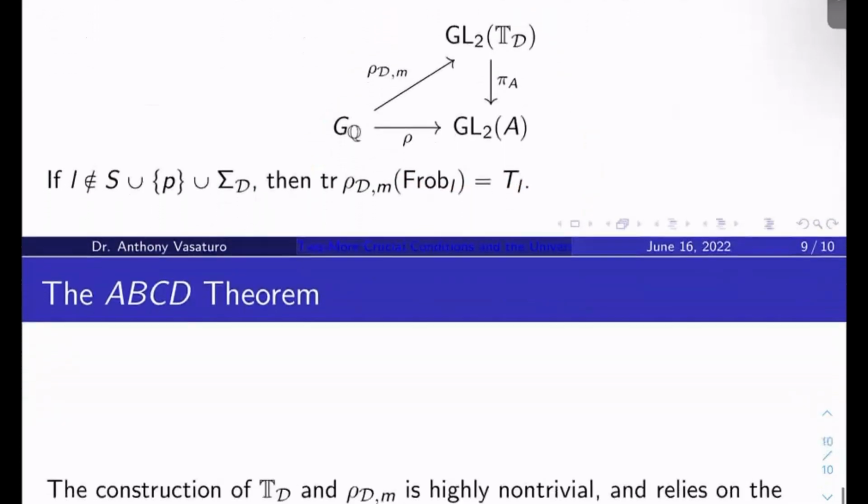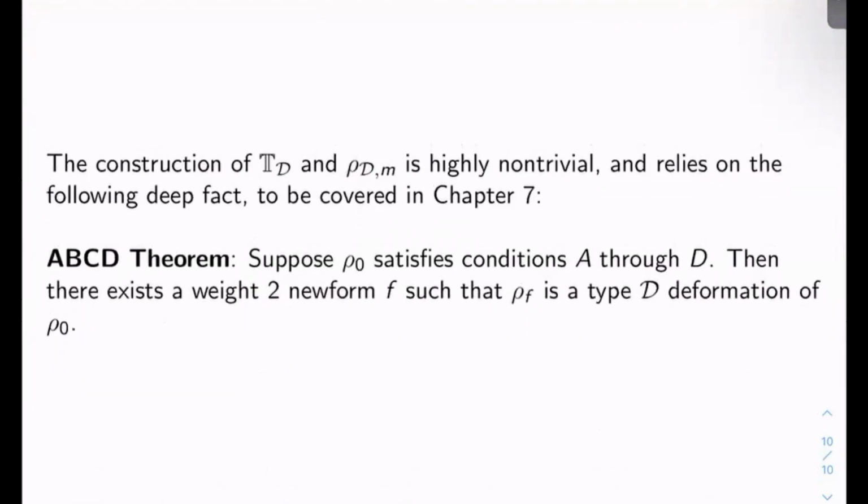Essentially, modular deformations of type D of ρ₀ to coefficient rings A that commute this diagram will be modular. One way of seeing that is: if ℓ isn't in S ∪ P ∪ Σ_D, in other words, it's one of the unramified primes, then the trace of ρ_DM of Frob_ℓ will be the ℓ-th Hecke operator T_ℓ, and that will allow us to see that maps from T_D to A correspond to newforms. So we'll talk about that later. This will be coming up in chapter 12, I believe. Just a little bit of insight.